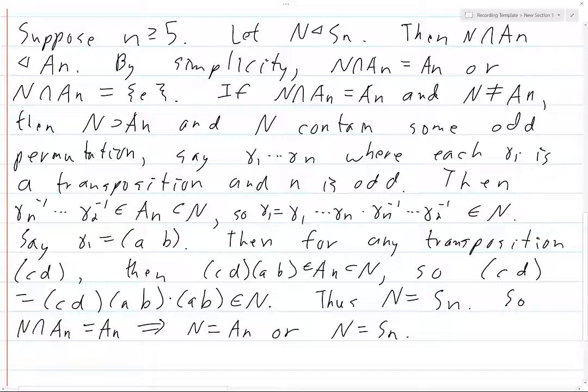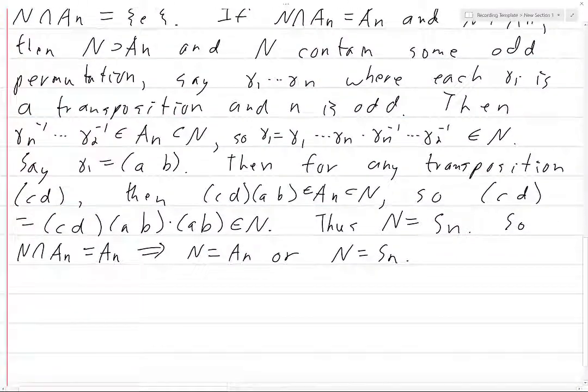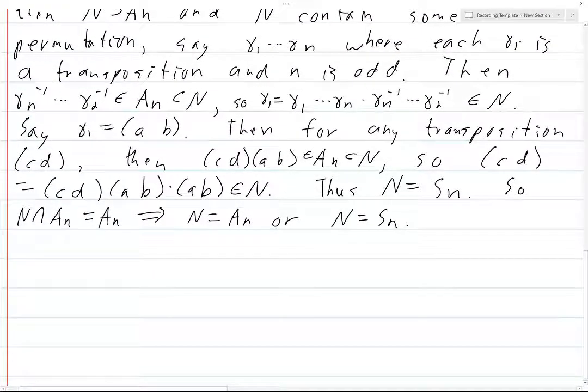Now we have to consider when N intersect An is equal to E. So certainly N equals E is an option here. That would certainly satisfy this equation, and N would be a normal subgroup in that case. So we're going to assume for contradiction that N is not equal to E.